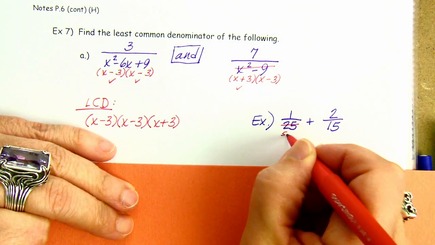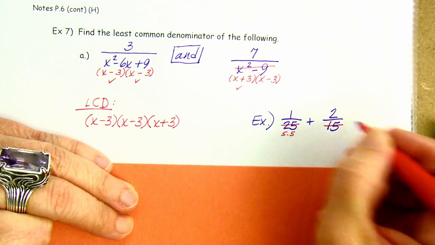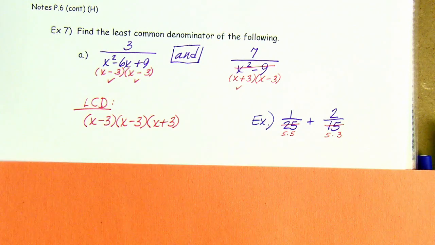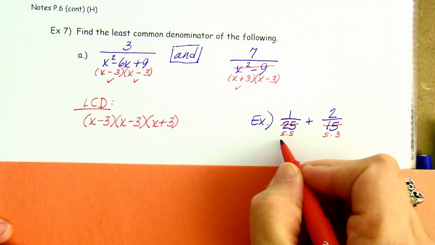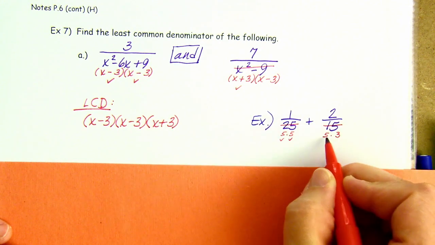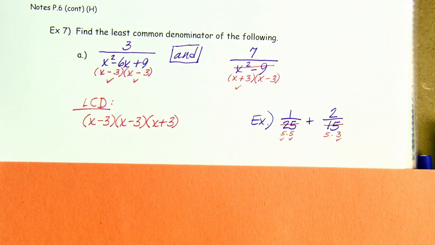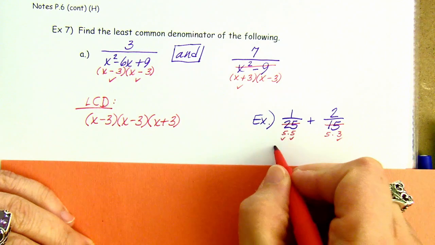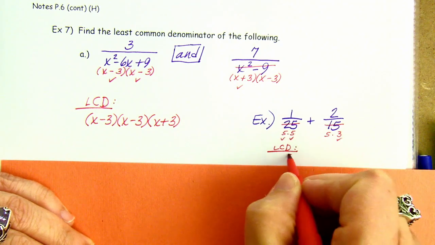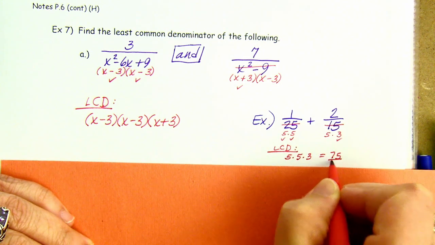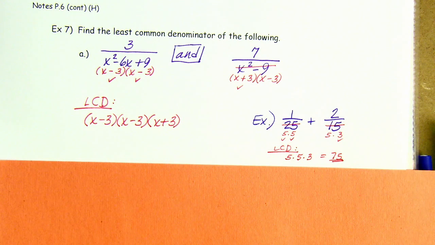And here's why this breaks down that way. 25 could be written as 5 times 5, and 15 could be written as 5 times 3. Okay, you following? So I need this 5, I need this 5. That 5 is already in there. I need this 3. And so my common denominator here, LCD, is 5 times 5 times 3, or 75. Okay, and so that's why if you have two factors that repeat that are the same ones in that first denominator, you need to list them both.